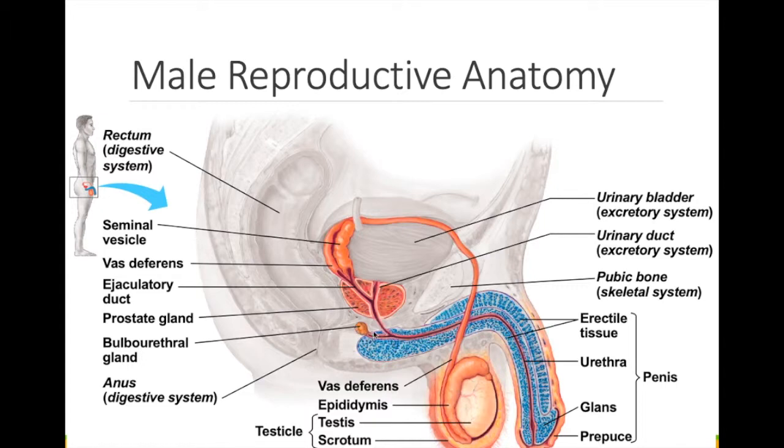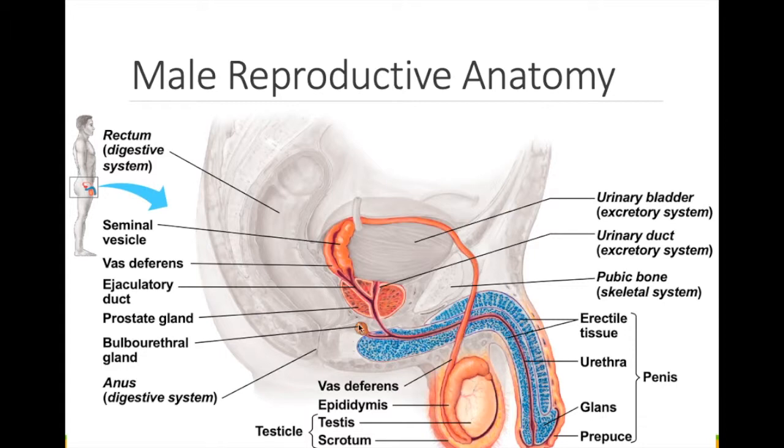The last gland here is called the bulbourethral gland, which is paired as well. And this secretes a pH buffer. Because in males, the urethra is shared by the reproductive tract and the urinary tract. That means that ejaculate and urine travel through the same tube.